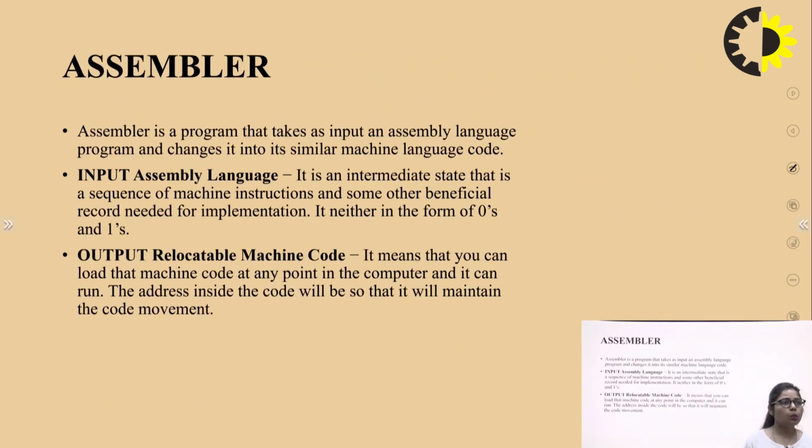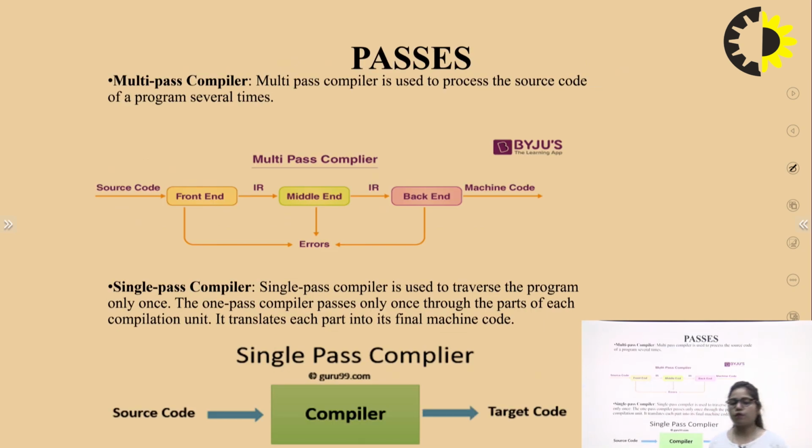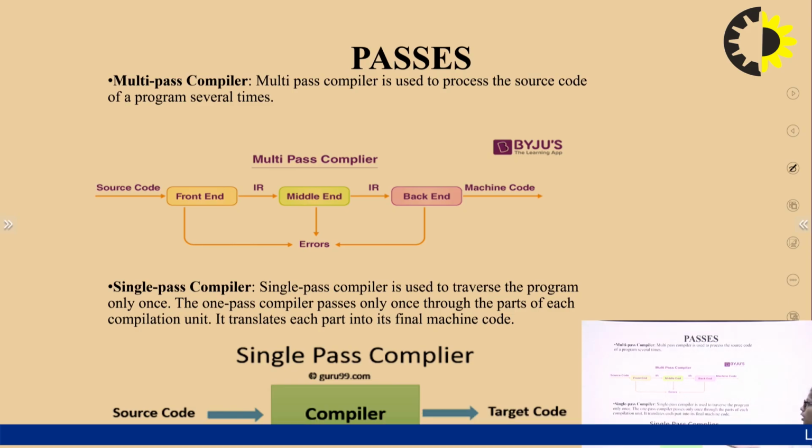I'll explain it later. First, I'll explain what the passes of a compiler are. We have 2 types of passes. One is single pass and the other is multi-pass. A single pass compiler is used to traverse the program only once. The one pass compiler passes only once through the parts of each compilation unit. It translates each part into its final machine code. For example, according to the diagram, source code is given to the compiler and the target code is generated. This is called single pass.